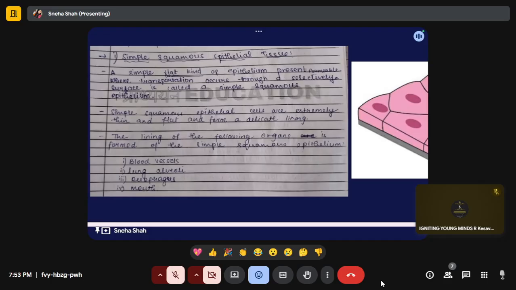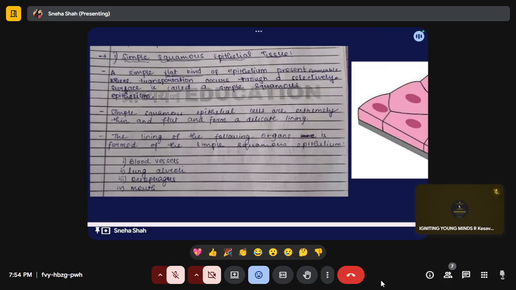Another thing is lung alveoli. Again, why lung alveoli? Same concept, transfer or exchange of gases has to occur very efficiently. If it has more layers, if it is not flat, then the gases might get trapped in the intercellular spaces, which we cannot afford. So what is needed is extremely thin simple squamous epithelial tissue, which forms the lung alveoli and allows the exchange of gases efficiently.